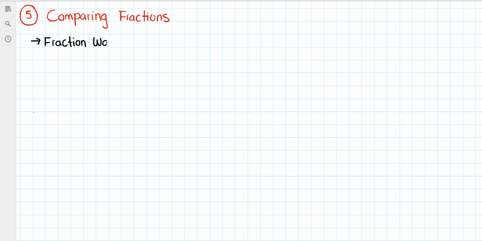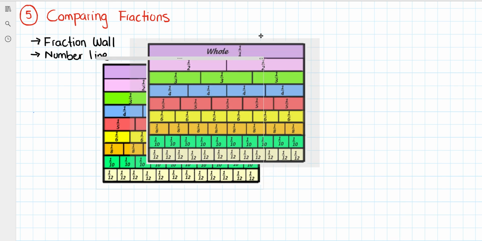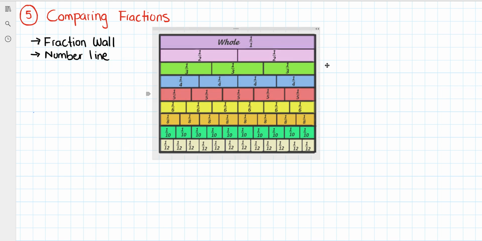Some of you have done this in primary school. I'm going to show you what a fraction wall is, for the ones that don't know. You can also use a number line, like the example that we did before. Or there is a more arithmetic procedure, which is the one that I'm going to explain later on.